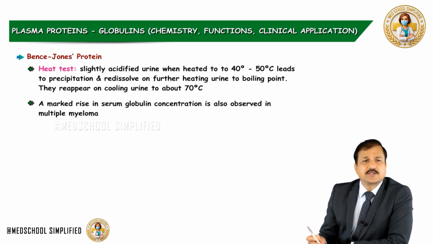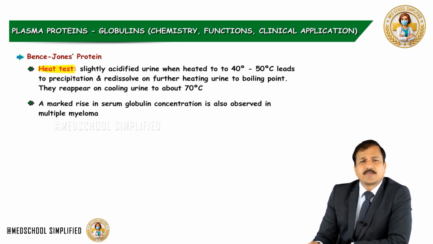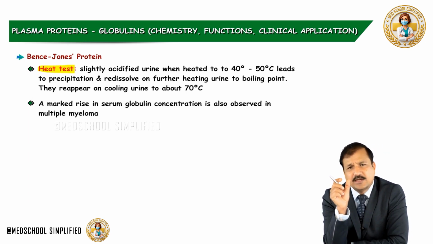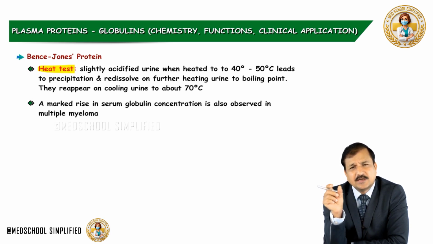There is a test which detects the presence of Bence-Jones proteins in the urine sample, which is called the heat test. Here, slightly acidified urine, when heated to 40 to 50 degrees centigrade, will lead to precipitation of Bence-Jones proteins, and then these precipitated proteins will redissolve upon further heating the urine to boiling point, around 100 degrees centigrade, and then they will reappear when the sample is cooled to around 70 degrees centigrade.